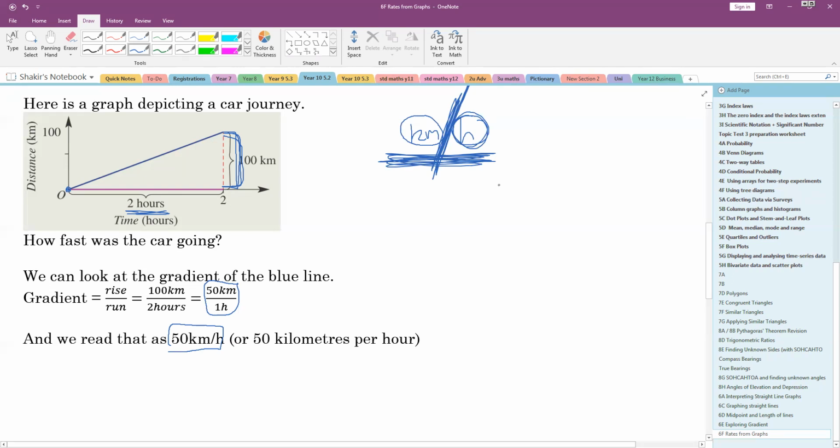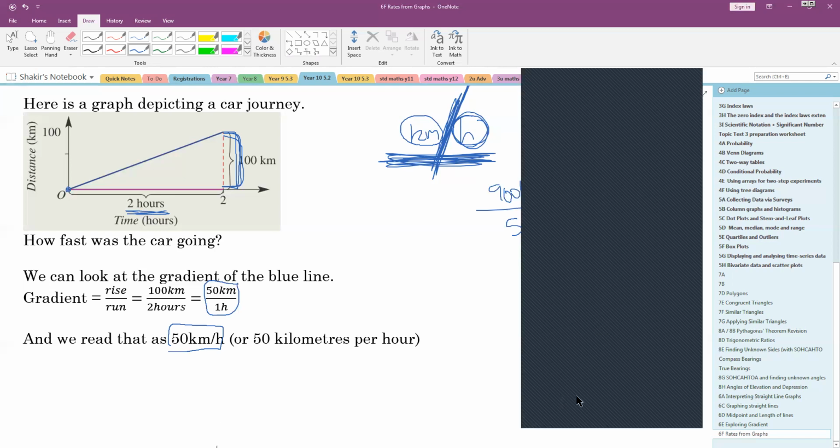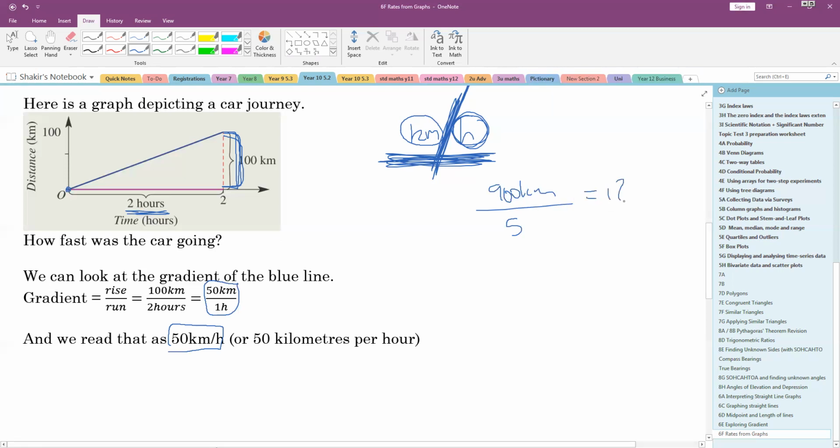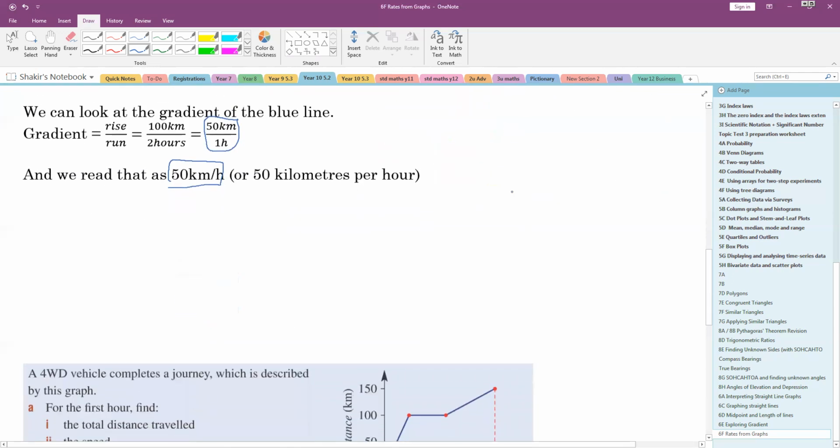So it would be 900 kilometers. Brisbane is 900 kilometers, and it took Zaria 5 hours. So you do 900 divided by 5, which I can do in my calculator. 900 divided by 5 is 180. Zaria must have been going 180 kilometers per hour, which is very fast, obviously. I completely made that up. Not a realistic example.